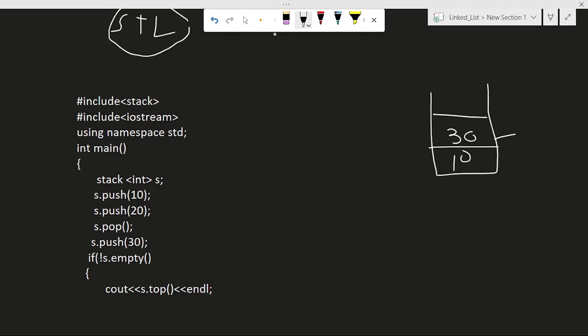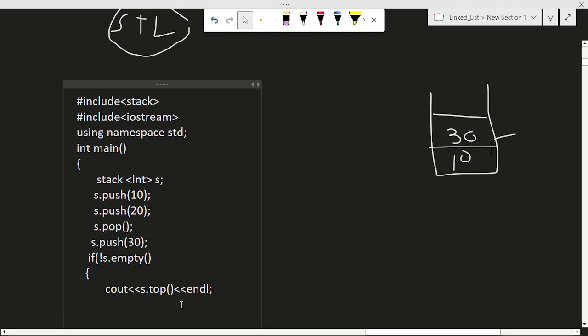That is how, in a broader way, I have explained all the operations that you can do using this stack. Then how to print all the elements? That is easy. You just pop out and print out all the s.top() elements. That's it. That is how a stack will work.